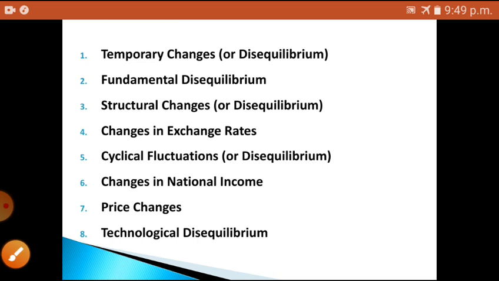Means fundamental disequilibrium will be for a longer period of time. Why? Because if there is a change in consumer taste, the country's export will be reduced and imports will be increased.